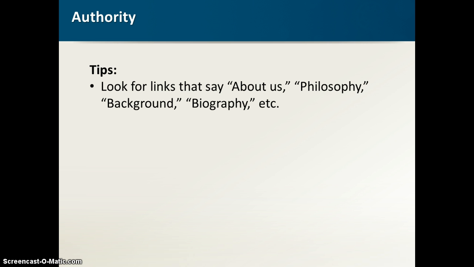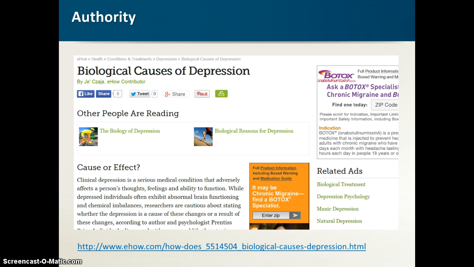First of all, one way that you can try and get this information is you can look for links that say things like about us or philosophy or biography. So get information about the author or the organization. So here's an example. This is from a website called eHow. I've had a lot of students use eHow in papers. eHow is a content mill. Anybody can post anything. They are paid simply by how many ads they get people to click on.